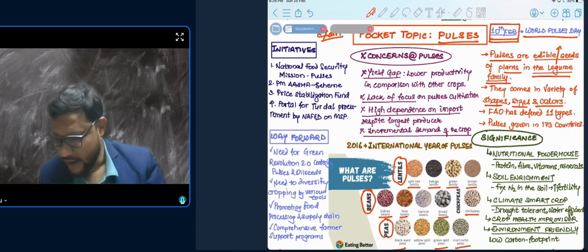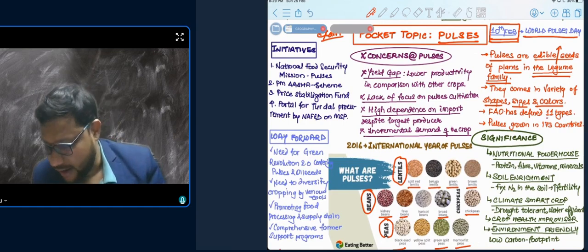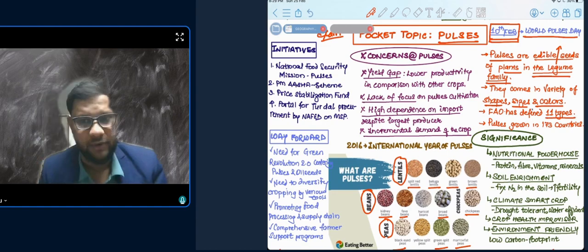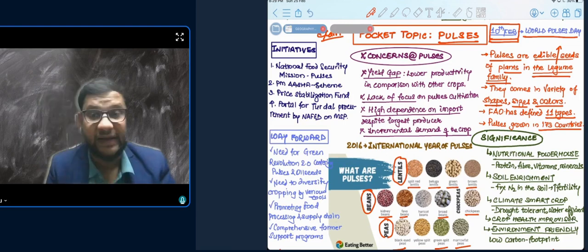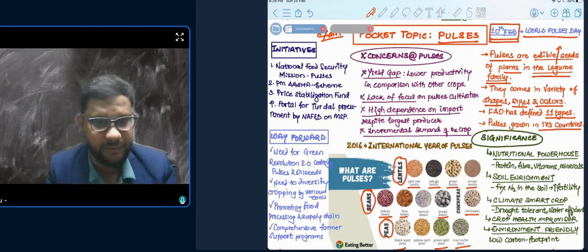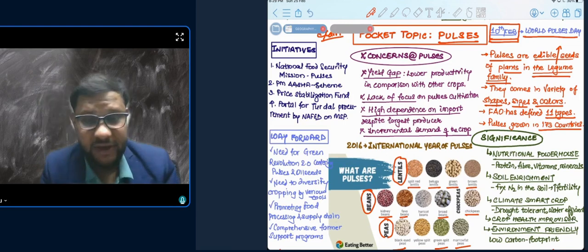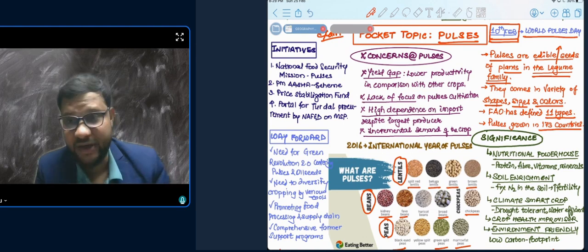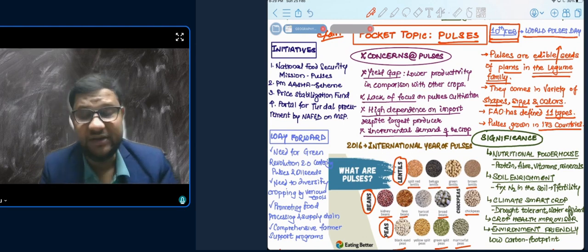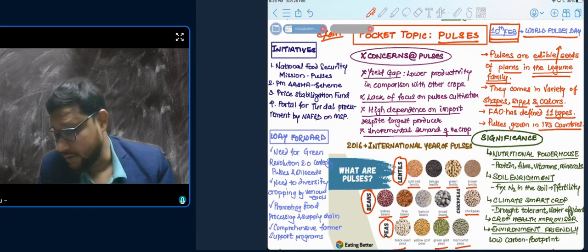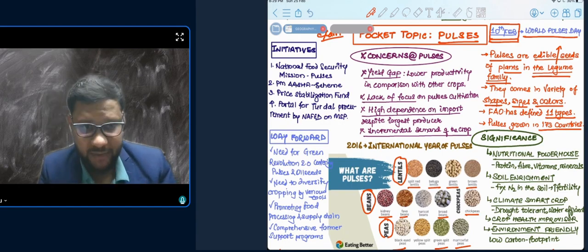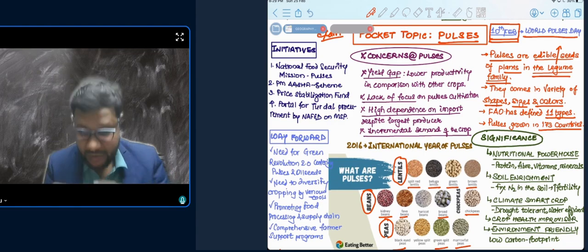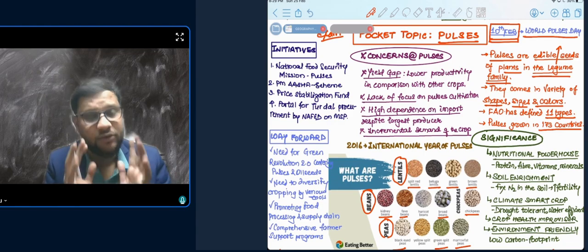So FAO has defined almost 11 different types of pulses, and pulses are grown in almost 173 different countries. And even after having this many countries that are producers of these pulses, you will find there is still a scarcity of pulses as a food crop in the international market, right? So pulses always remain in demand.